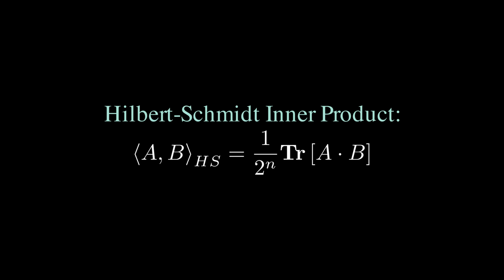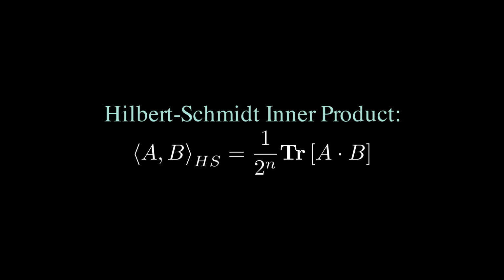The Hilbert-Schmidt inner product between two given matrices A and B is evaluated by performing matrix multiplication of our two matrices, taking the trace of the resulting matrix product, and multiplying by a sort of normalization factor of 1 over 2 to the n, where n is the number of qubits that we will need to represent the Hamiltonian.